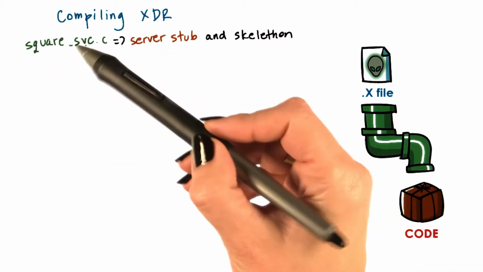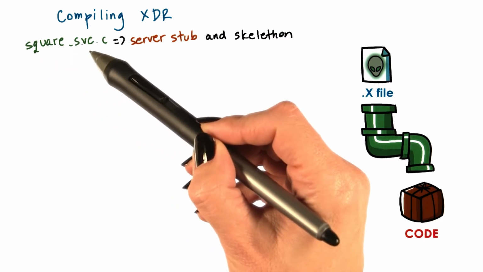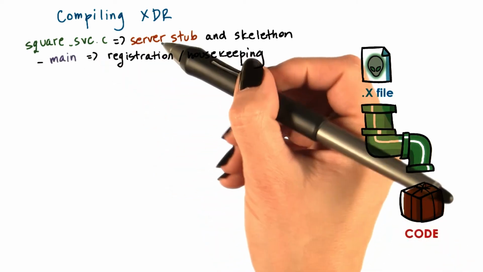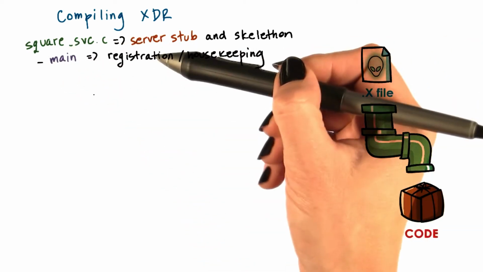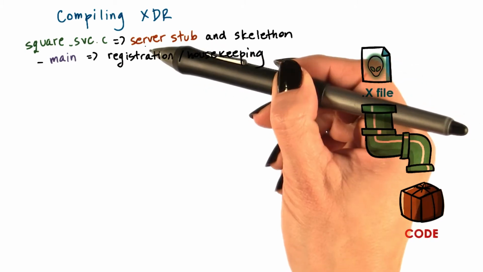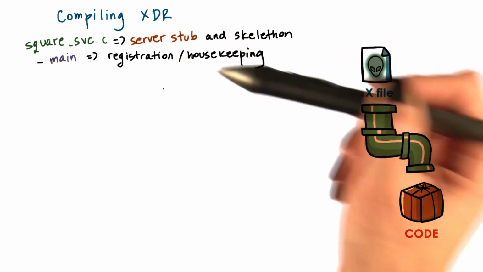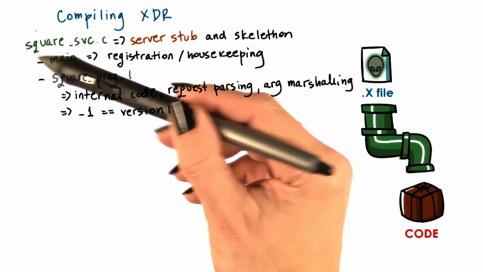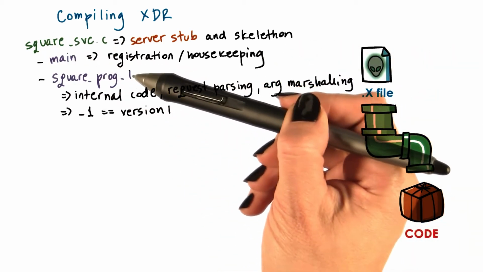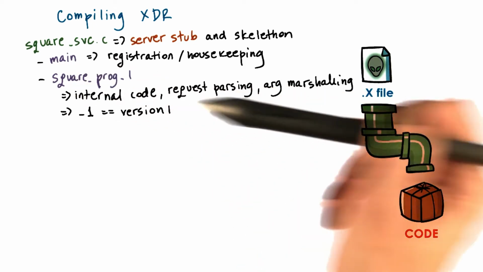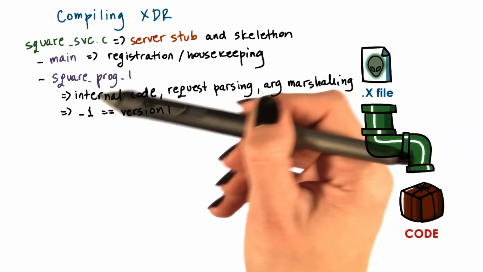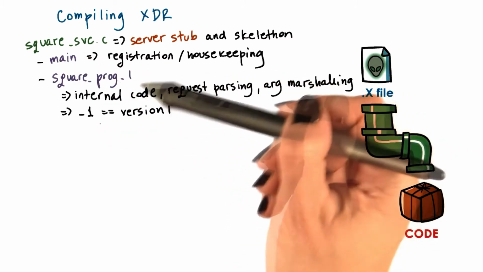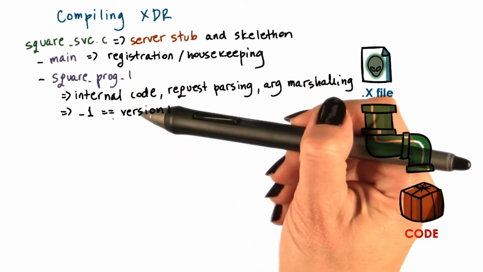If you take a look at the file square_svc, which stands for service, you will see that it has two parts. The first part is the main function for the server, and that will include the code that does the registration step and also some additional housekeeping operations. In addition to main, the stub will contain all of the code that's related to the particular RPC service. So in our squared case, this is the square_proc service, and it is the first version of that particular service.